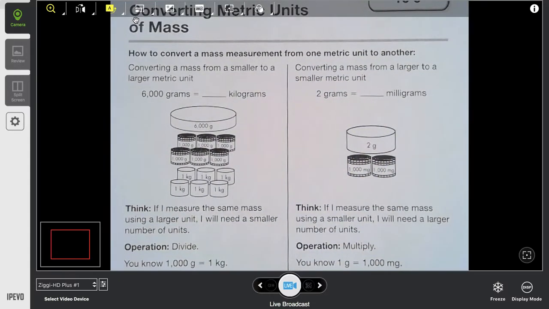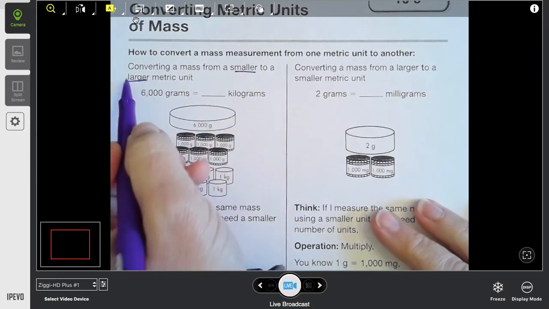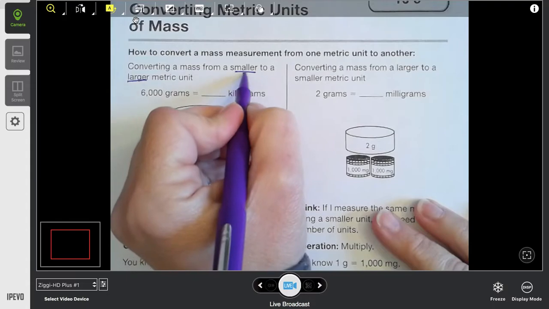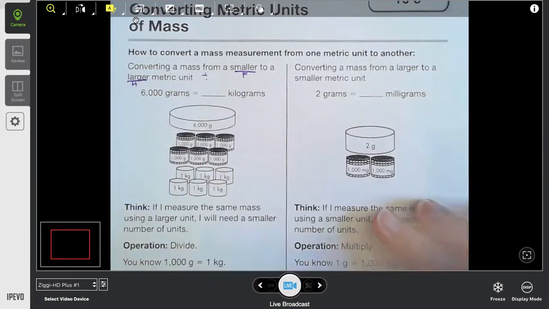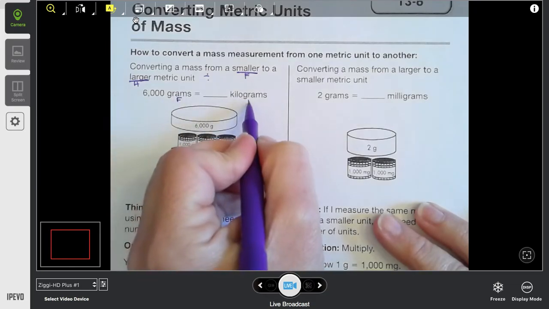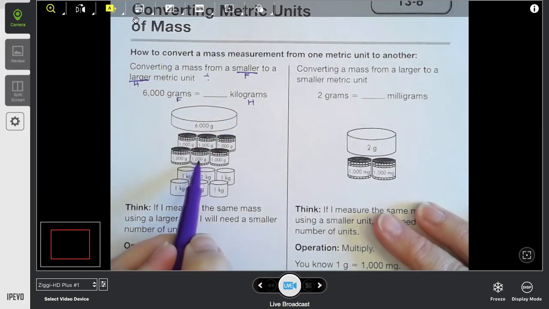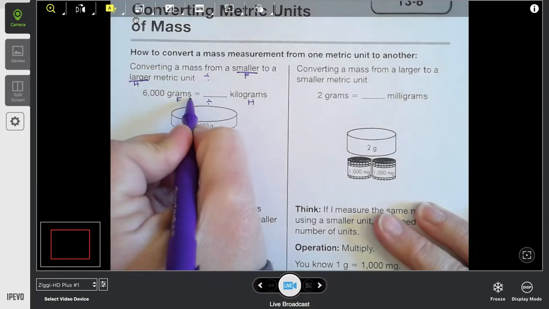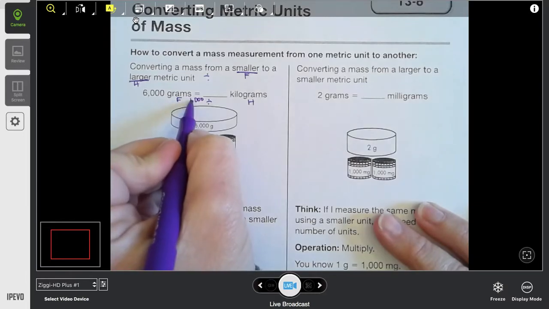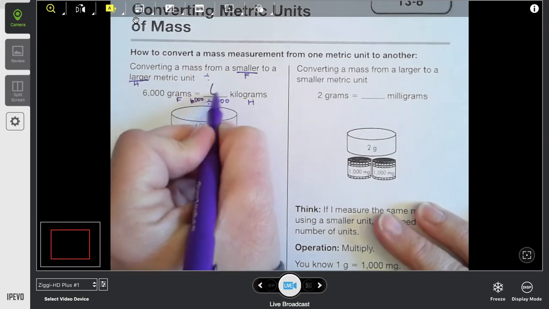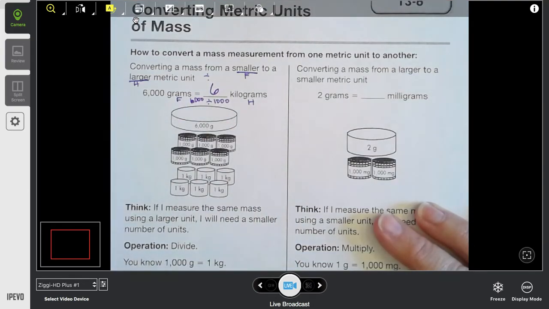All right, first one. When we convert from small to large, it's going to take less large units because they're bigger than the smaller units. So we're going fly to horse. We divide, of course. We're taking 6,000 grams, which are the fly, and the kilograms are the horse, because I can get 1,000 grams in every single kilogram. We're going to divide, of course. So we're going to take those 6,000 grams and divide them by how many grams are in 1 kilogram, 1,000. So there's 6 kilograms for 6,000 grams.